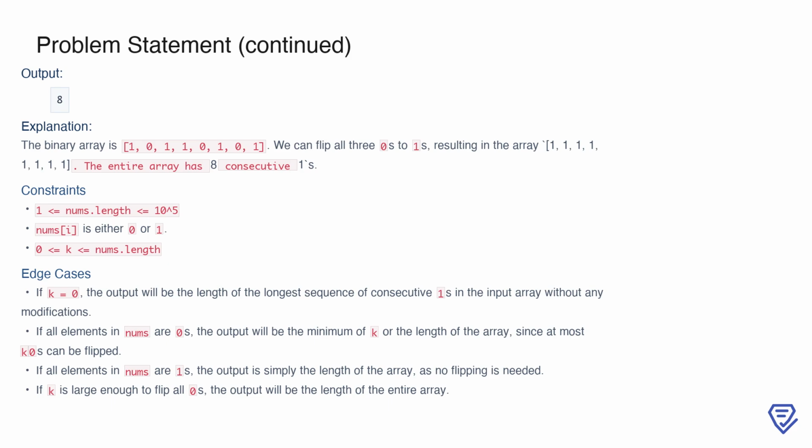Now, let's consider some constraints and edge cases. The length of the array nums can be up to 100,000 elements, and each element is either 0 or 1. If k is 0, the result will simply be the length of the longest sequence of consecutive 1s in the original array because no flips can be made. On the other hand, if all elements are 0s, the result will depend on whether k is large enough to flip some or all of them. Finally, if k is larger than or equal to the number of 0s in the array, the entire array can be flipped, making the output equal to the length of the array itself.